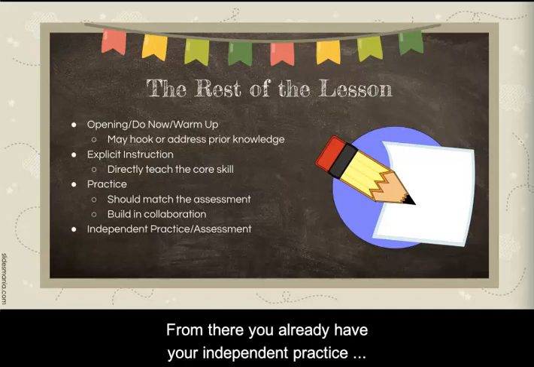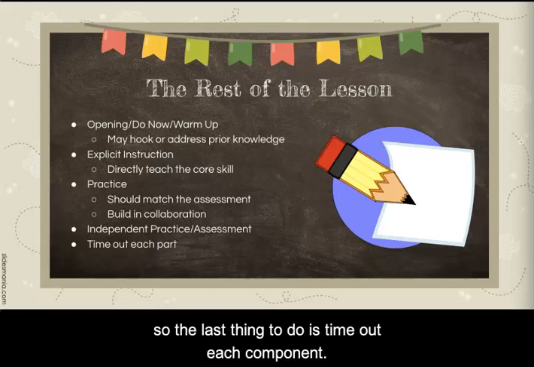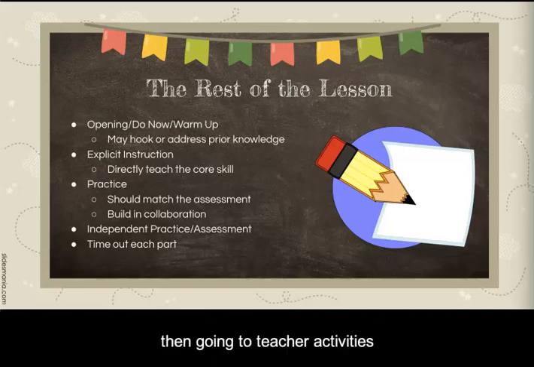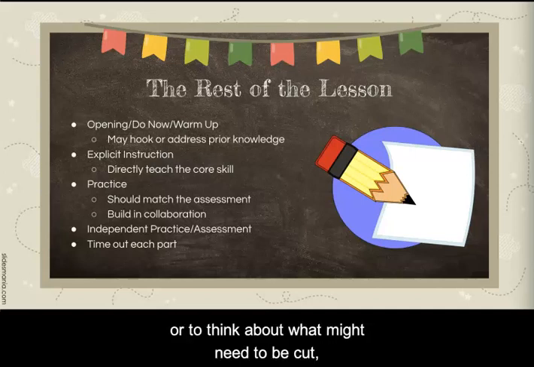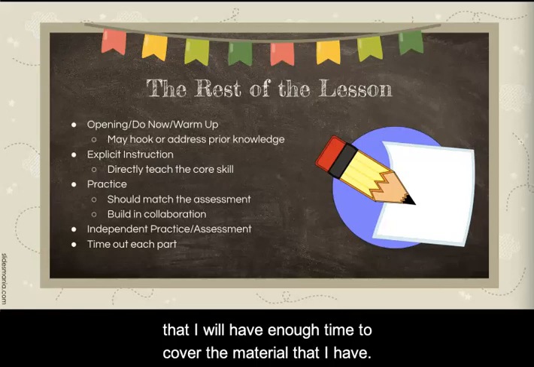From there, you already have your independent practice assessment because you already designed it. So the last thing to do is time out each component. I like to start with timing out student activities first and then going to teacher activities to know where to add and subtract time, or to think about what might need to be cut or what might need to be moved to another lesson if I don't think that I will have enough time to cover the material that I have.